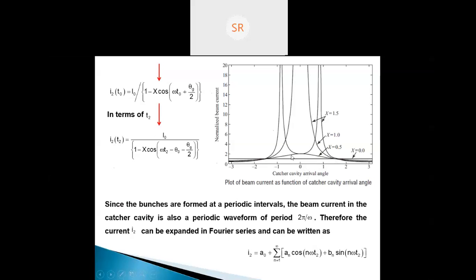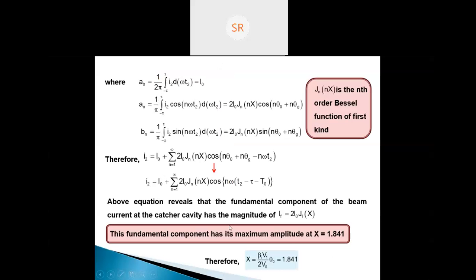Now for this expression, if you see x is equal to 0.05, the normalized beam current will look like this. Here we can say that x is equal to 1.0. The catcher arrival angle is 1 now, but the beam current will be increased. So in this way we can consider that bunches are formed at periodic intervals. The beam current in the catcher cavity is also periodic, with period twice pi by omega. Therefore, the current I2 can be expanded in a Fourier series, and this one is the Fourier series.